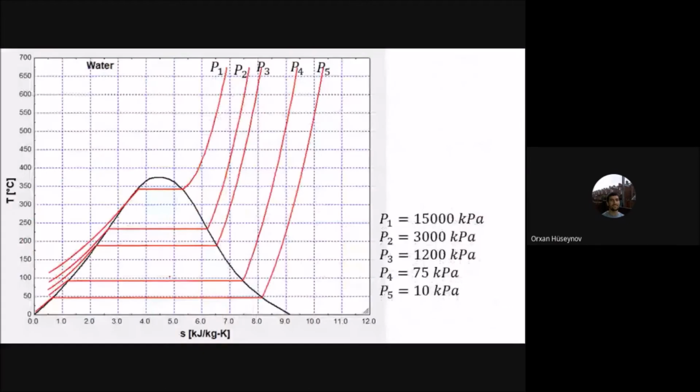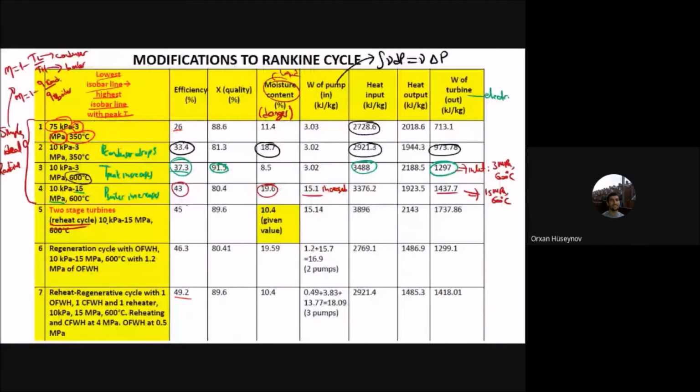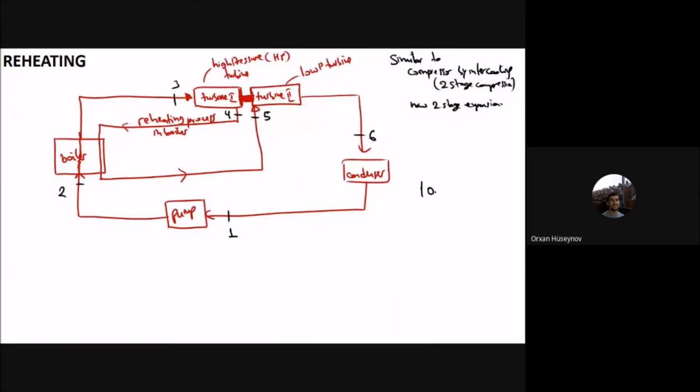Now let's draw the TS diagram for this one, but before drawing it, let me get the values from the table here. You are working between 10 kilopascal and 15 megapascal, with a peak temperature of 600 degrees. This peak temperature happens here after the boiler. And here you also have the maximum pressure, because it is after the boiler stage and also after the pump stage.